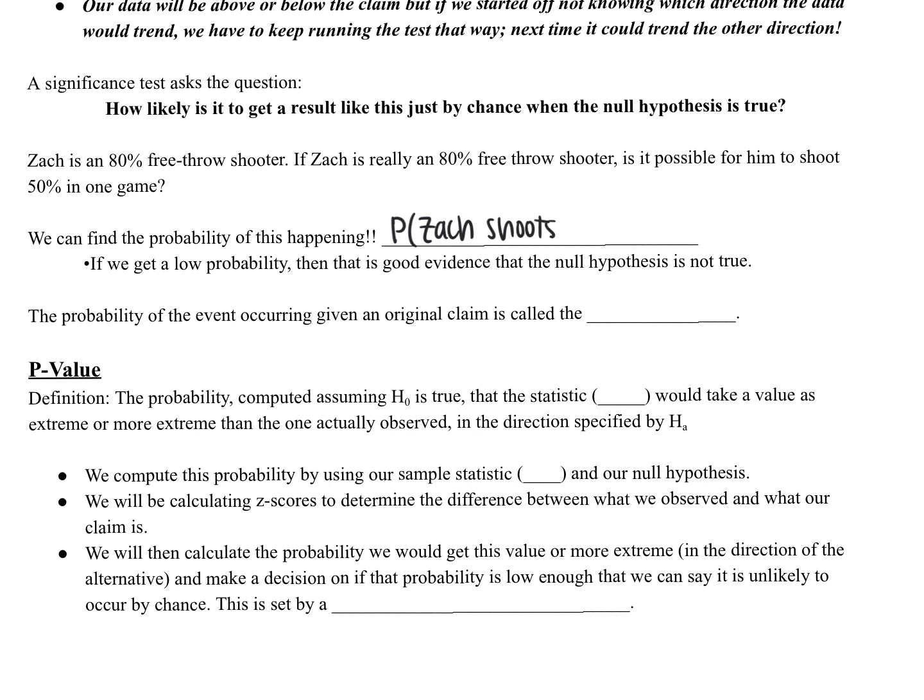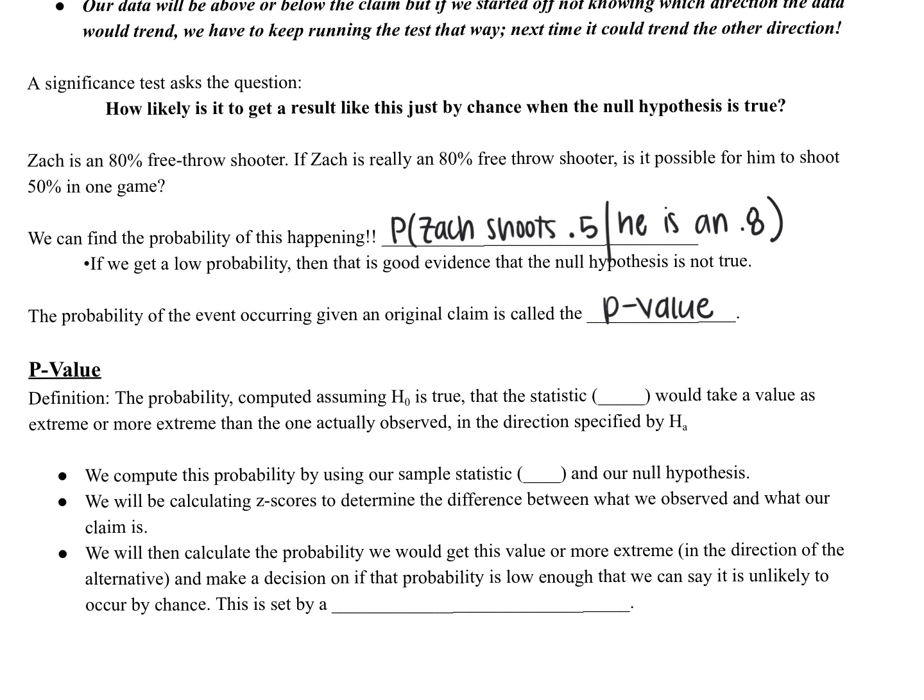and it's the probability that Zach shoots 0.5 given he is an 0.8 shooter. Okay? So if we get a low probability, then that is good evidence that the null hypothesis is not true. So if we get a low probability, then it tells us that he is not a 0.8 shooter. So the probability of the event occurring given an original claim is called the p-value.